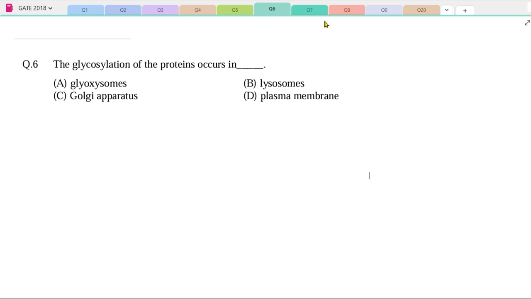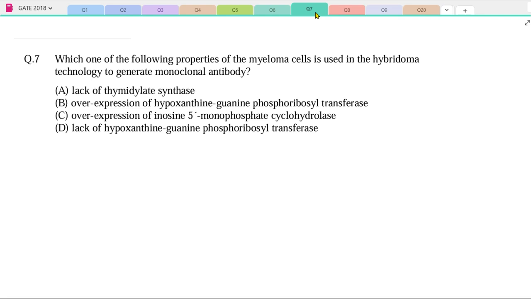The glycosylation of proteins occurs in which cellular compartment? This is a very simple question that any basic biology student should be able to answer, and here the correct option is Golgi apparatus. The ER-Golgi network plays a crucial role in the post-translational modifications of proteins, and especially when it comes to glycosylation, or the addition of glycosyl groups to these proteins once they have been translated, this mainly occurs in the Golgi apparatus of the cell. Alright, moving on to the next question.